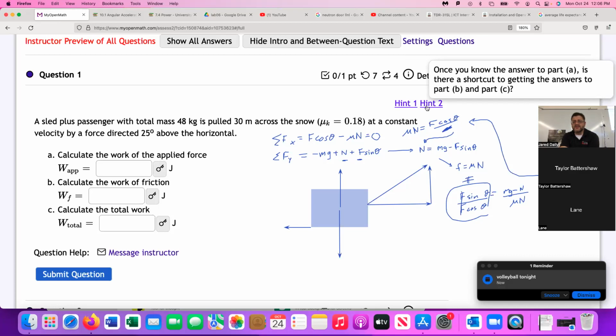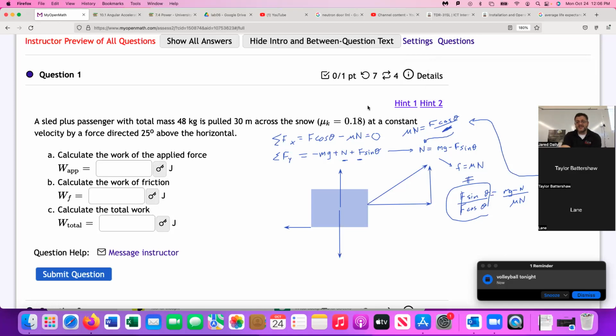Once you know the answer to part A, is there a shortcut to getting the answers to part B and C? Yeah, that second hint's a really good hint, because all you really have to do is calculate the work from one of these forces, right? And then you can get the others, yeah. Because the other one is just the negative of the first one. So if you calculate the applied force work, you're good to go. If you calculate the friction work, you can do that, but to do that one you have to know the applied one, because the friction depends on the applied force, right? So to do the first one, you figure out the applied force work, then that's equal to the negative of the friction work, because it's in the opposite direction. And then the total work, of course, is going to be 0.